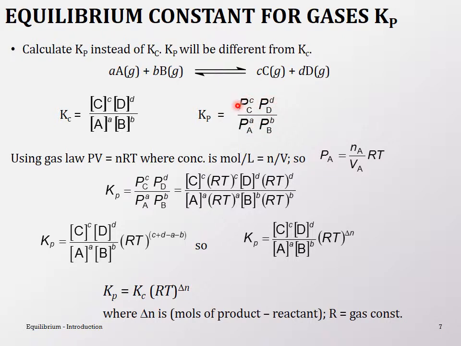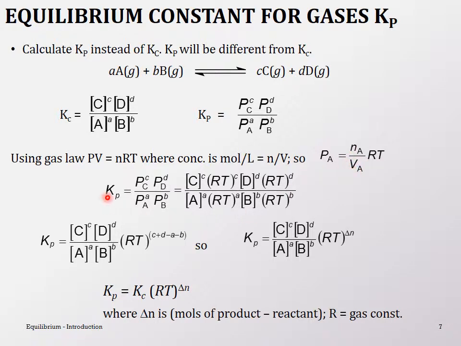So that is still the same, all right? And then what you do is you use the gas law equation, which is PV equals nRT, and concentration, remember, is moles per liter, which is then n over V. Okay, so that's what concentration is. So which means that PA is equal to, this is the molarity, nA over VA, RT. So this is for, say, reactant A. Okay, that's what it's for.